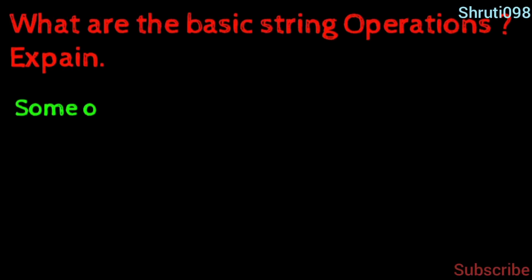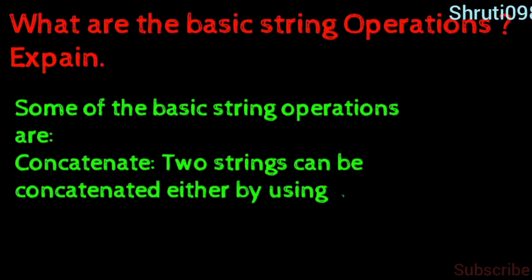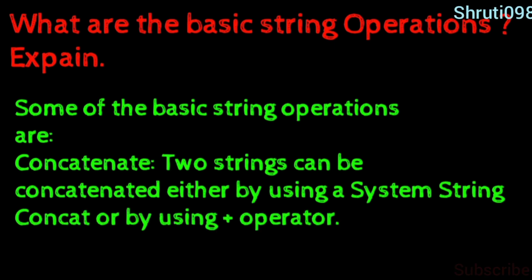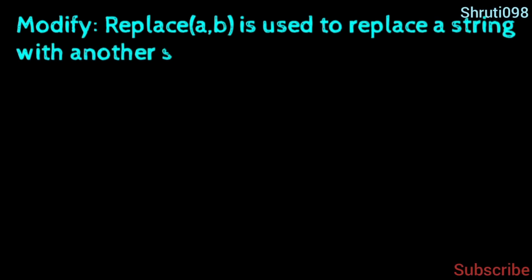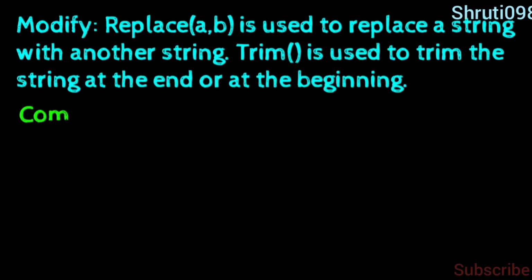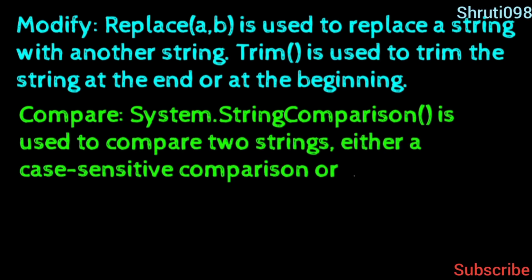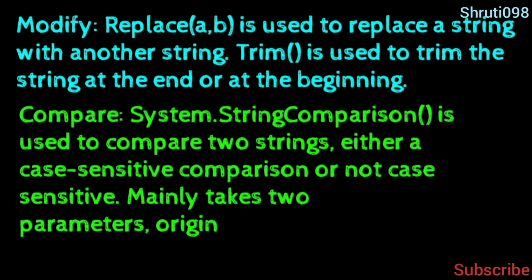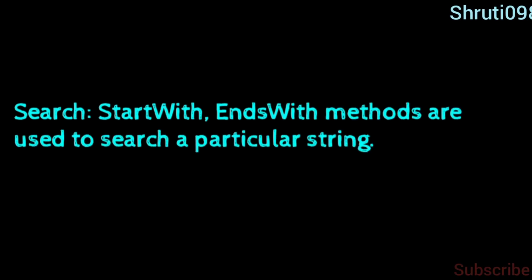Question: what are the basic string operations? Explain. Answer: some of the basic string operations are: Concatenate, where two strings can be concatenated either by using System.String.Concat or by using the plus operator. Modify, where Replace(a, b) is used to replace a string with another string. Trim is used to trim the string at the end or at the beginning. Compare, where System.String.Compare is used to compare two strings, either case-sensitive or not case-sensitive. It mainly takes two parameters: the original string and the string to be compared with. Search, where StartsWith and EndsWith methods are used to search for a particular string.